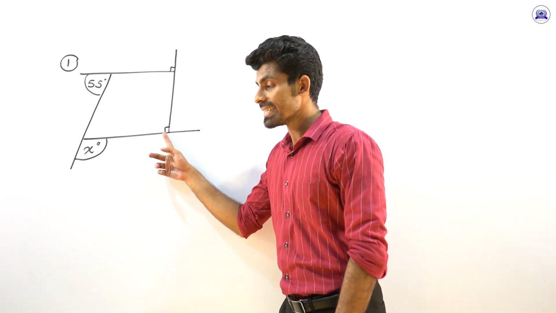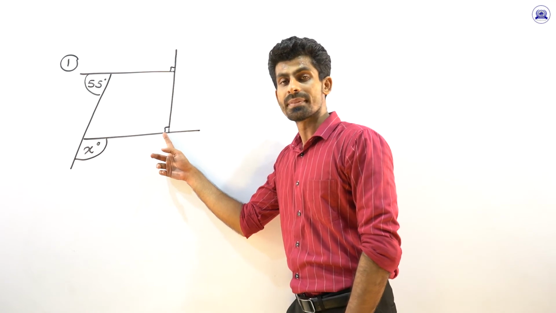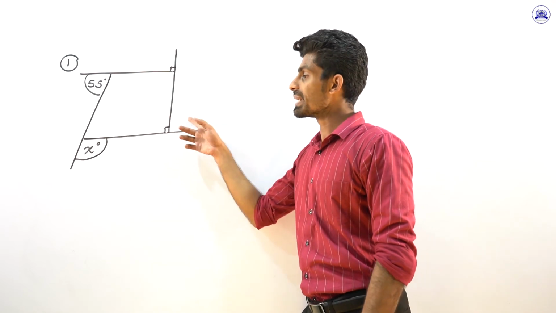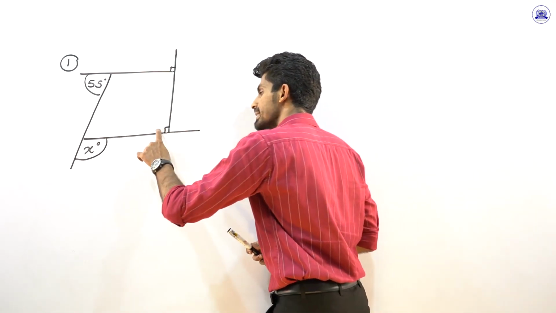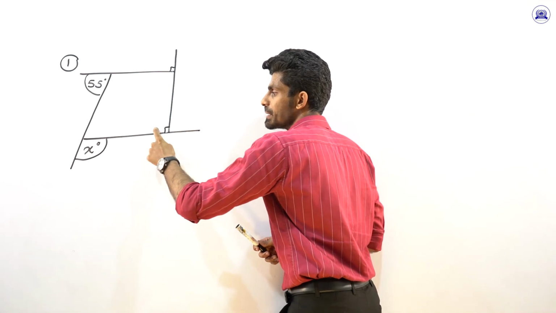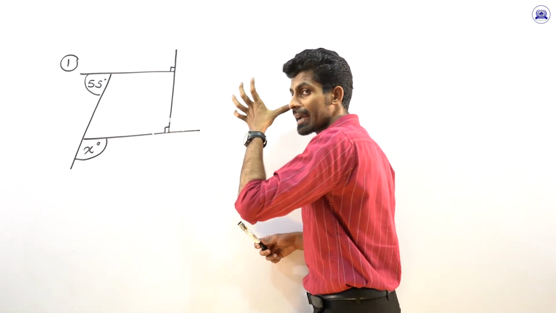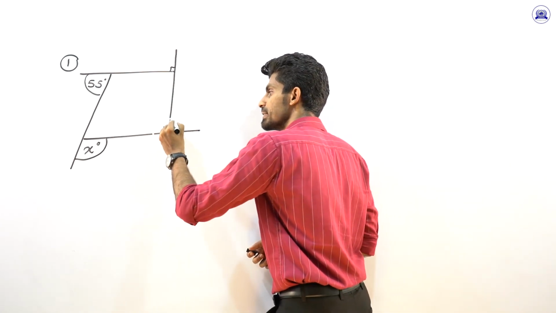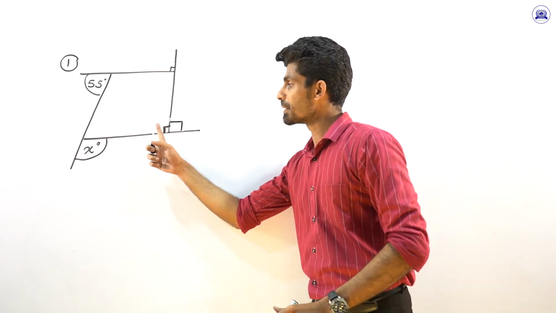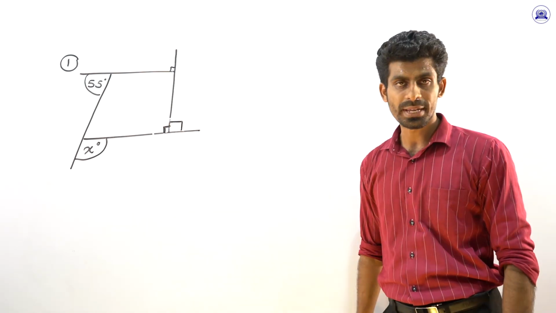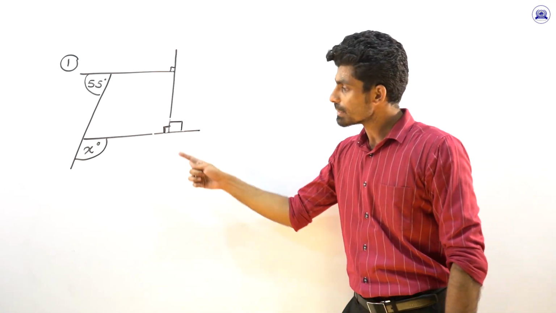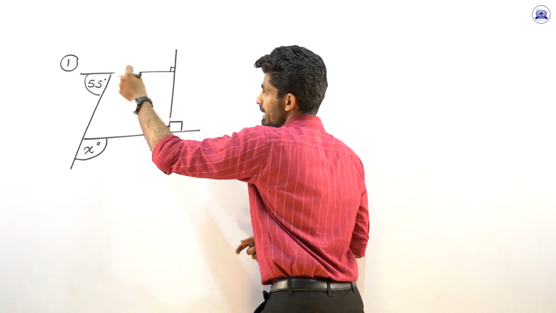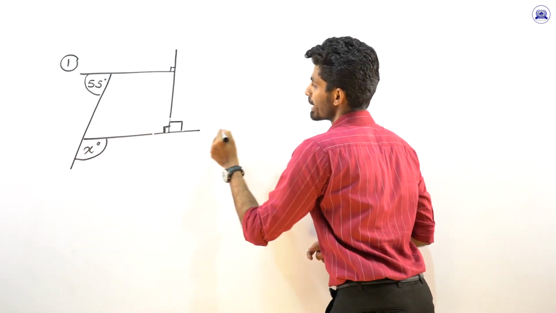Is that one the interior angle or the exterior angle? This one is the interior angle. But we know the theory relates to exterior angles, and for 90 degrees, angles in a straight line add up to 180 degrees. That means this one is also 90, since the sum of these two angles should be 180. Now just consider the exterior angles.